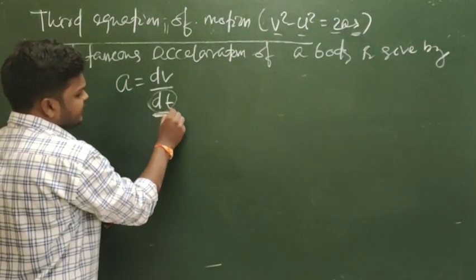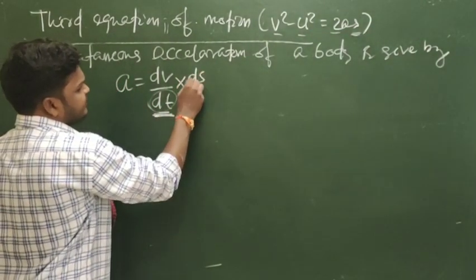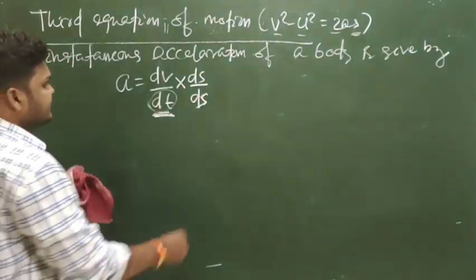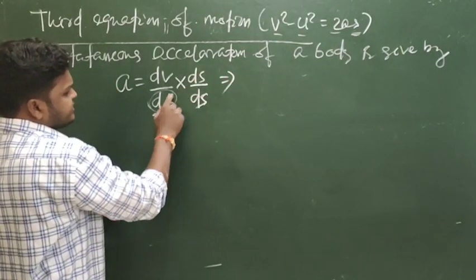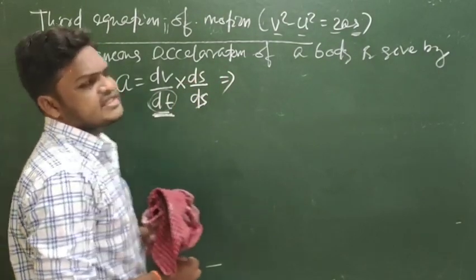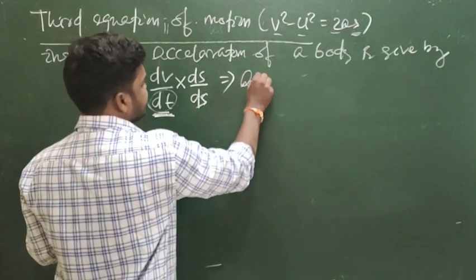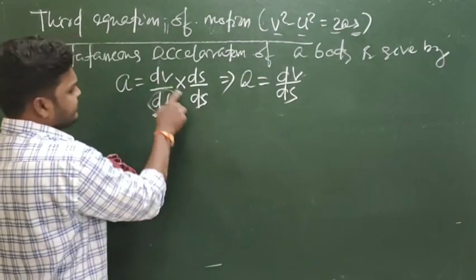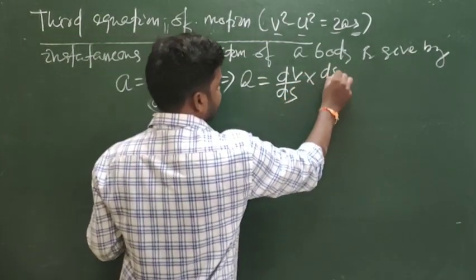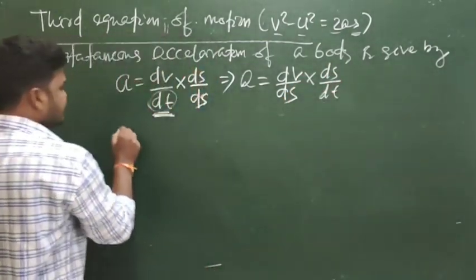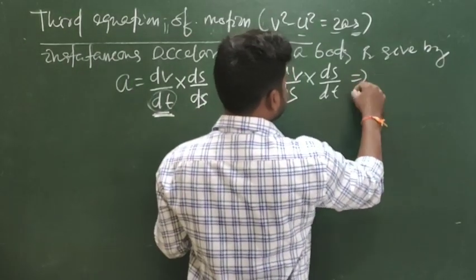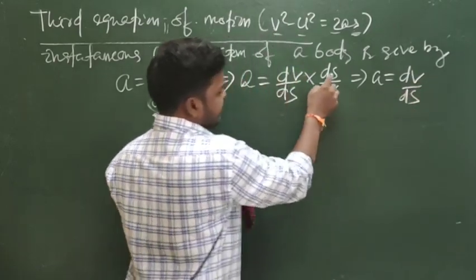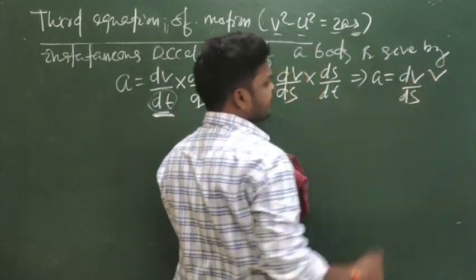If we omit the time, then we multiply the upper and lower with ds. Then instead of ds upon dt, we can write instantaneous velocity. That means a is equal to dv upon ds into ds upon dt. That implies a is equal to dv upon ds, and instead of ds upon dt we can use velocity.